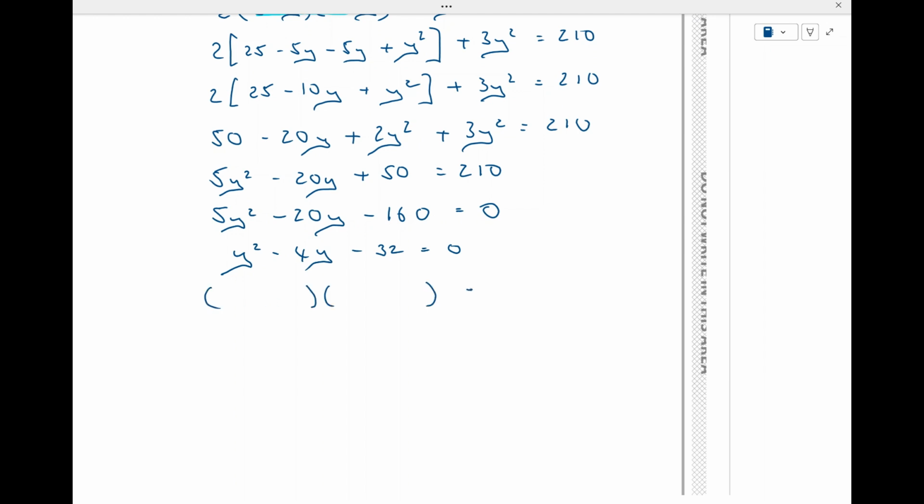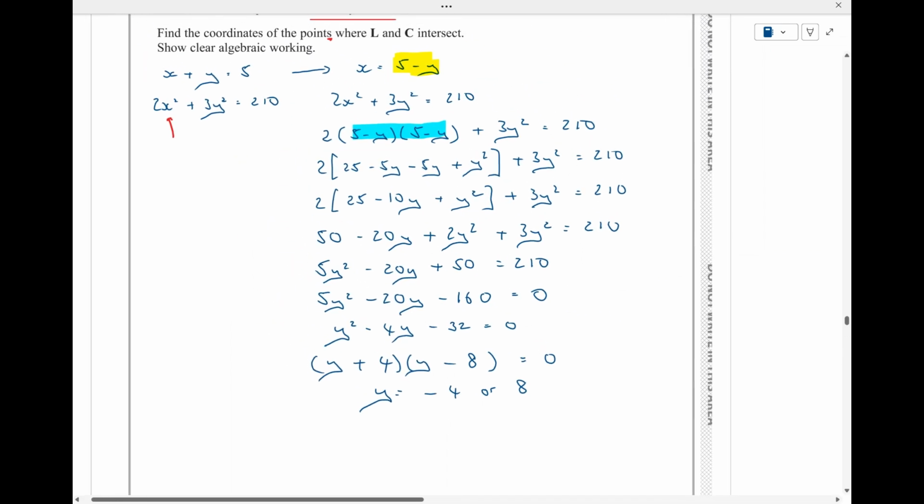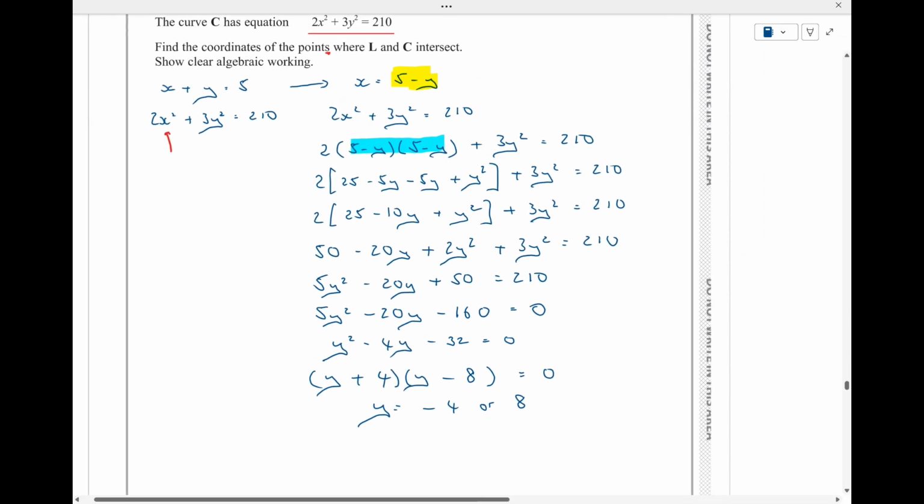And now I'm going to see if I can factorize it. If I can't factorize it, I'll use the formula. I can factorize it. I can already see that. We multiply to a minus 32, so we're going to have a plus and a minus. And I need to end up with minus 4, so I'm going to have minus 8 there and plus 4 there. Just make sure you're happy with that. So my solutions are that y could be minus 4 or 8.